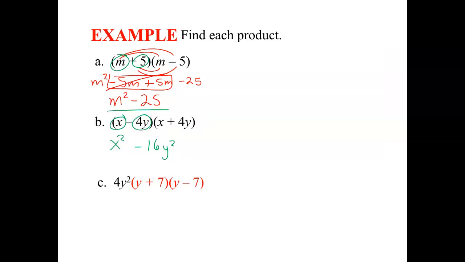Okay? If we have multiple polynomials and you see that sum and difference, then do that part first before you distribute, so that way you can use the pattern. y squared minus 49, and then multiply by your other polynomial. 4y to the fourth.